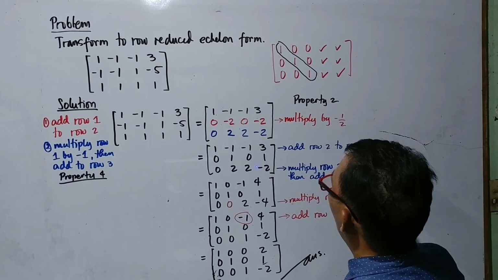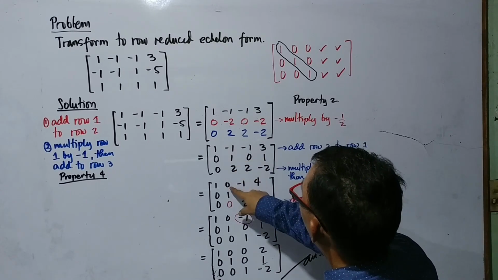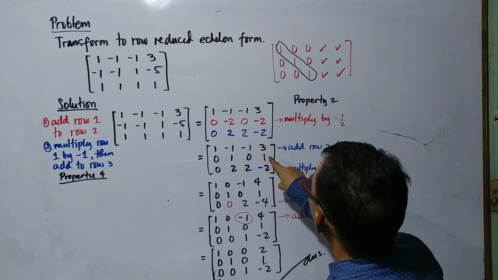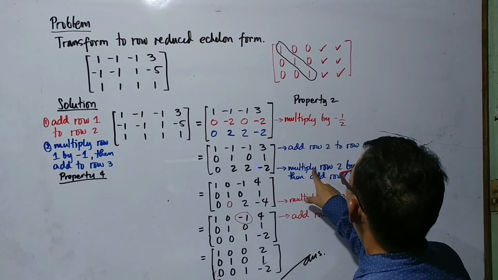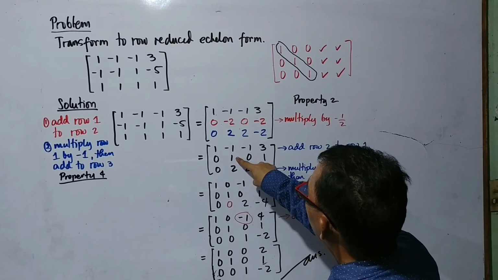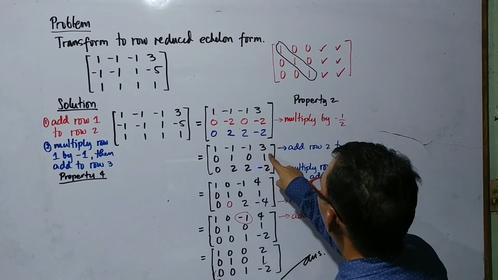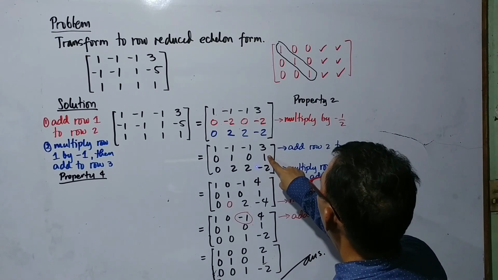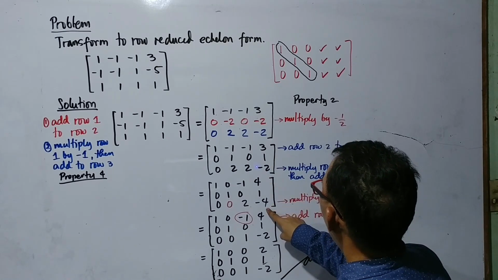Just add row 2 to row 1. So we have 1 minus 1 equals 0. 0 minus 1, negative 1. And 1 plus 3 equals 4. On the other hand, multiply row 2 by negative 2, then add row 3. So 1 times negative 2 plus 2 equals 0. 2. 1 times negative 2, negative 2 plus negative 2 equals negative 4.